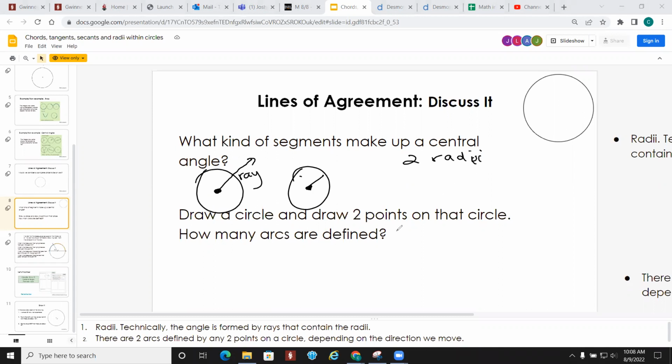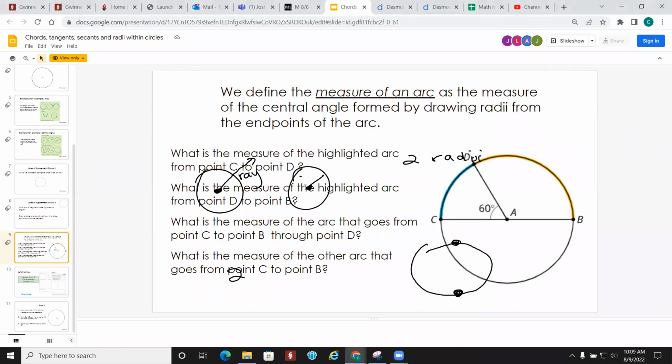Now, draw a circle and draw 2 points on that circle. How many arcs are defined? So we draw a circle and then draw 2 points. Just let my circle live its best life. So how many arcs do we got? 2.